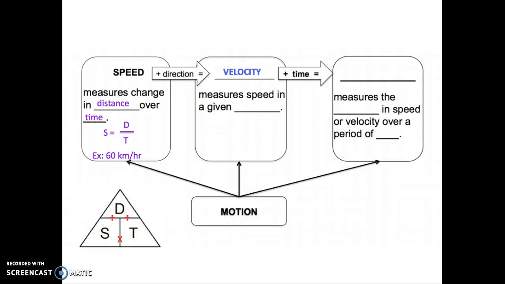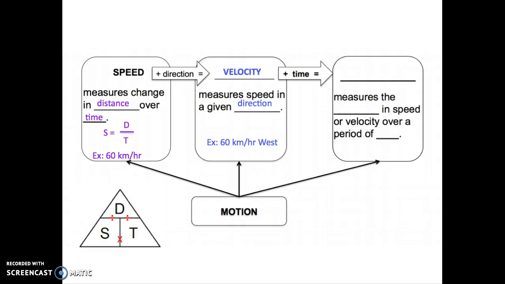When we have speed and we add direction to it, we get something called velocity. Velocity measures speed in a given direction. So an example of this would be the car driving 60 kilometers per hour west. Your key word with velocity is direction.